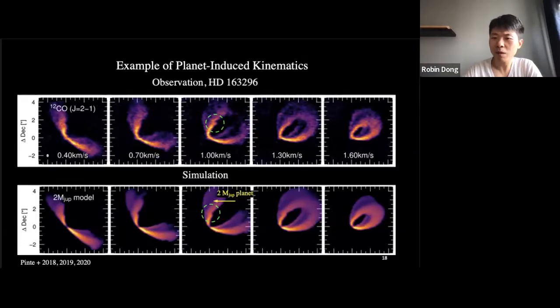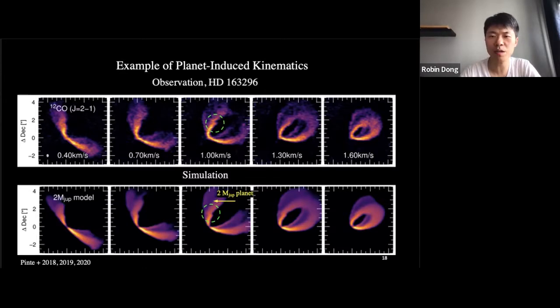So what we're looking at is something called channel maps in CO emission observation. So we have real observations on the top and simulations at the bottom. When a CO molecule makes a jump from a high state to a low state, it emits a photon. And this photon has an intrinsic frequency. But if the molecule is moving along the line of sight, this photon will be Doppler shifted to a different frequency. Therefore, by measuring the frequency of the photon, we can infer the line of sight velocity of the emitter.